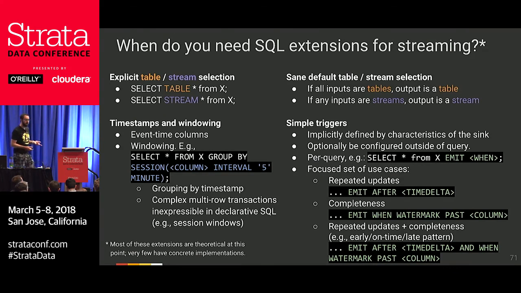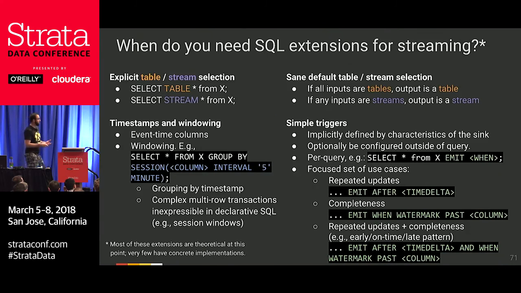You can imagine querying them outside, or configuring this outside the query. This is basically what K-Streams does, and I think Flink is also supporting this. So I'm running a pipeline, but independent from the SQL I've written, I say here, I want you to repeatedly produce events every 1 minute, that kind of thing.